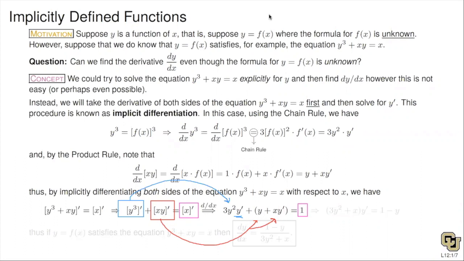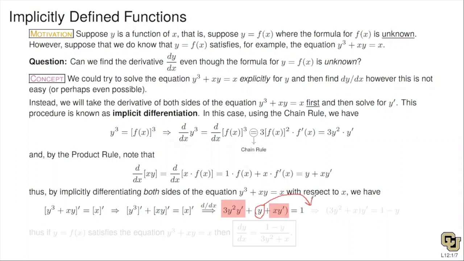So yeah, now it's just algebra. We've done the calculus part. Now I want to group the terms that are being multiplied by the y prime. So 3y squared times y prime and xy prime, I want to group those and factor out the y prime. And this y here, I'm going to put on the other side. So I'm going to end up with 3y squared plus x, quantity times y prime, equals 1 minus y.